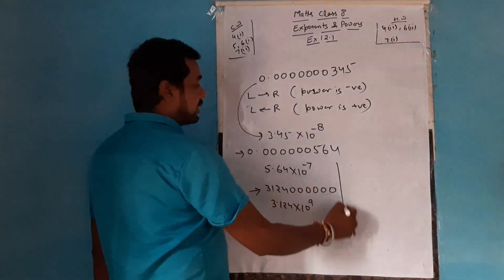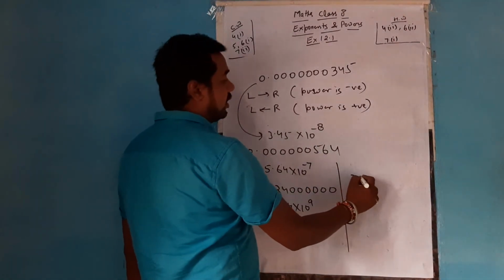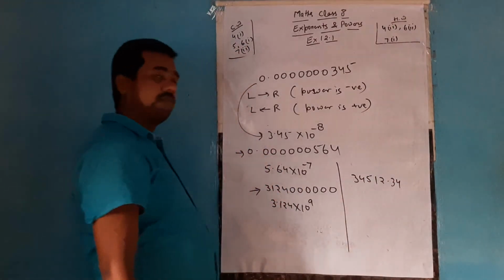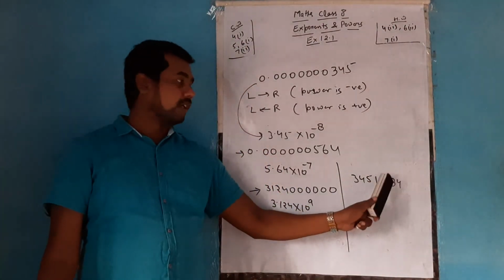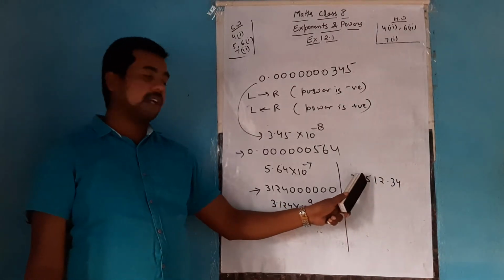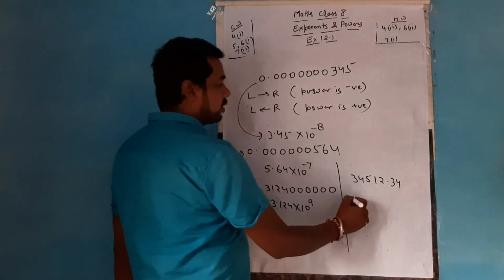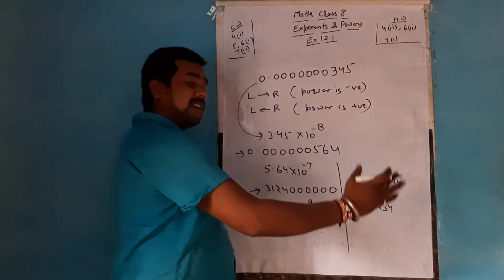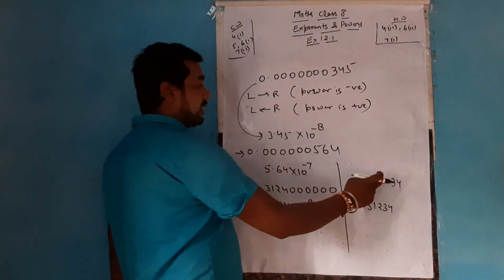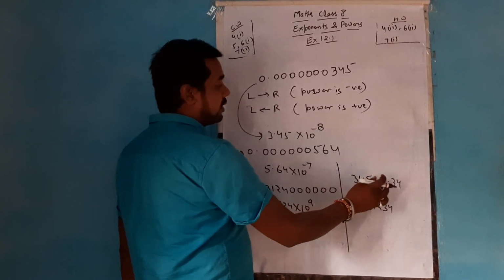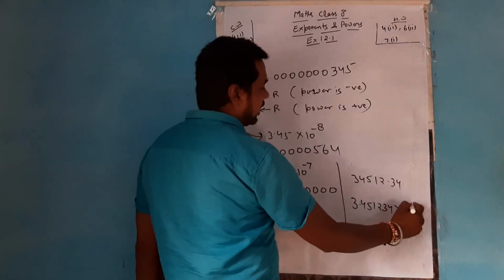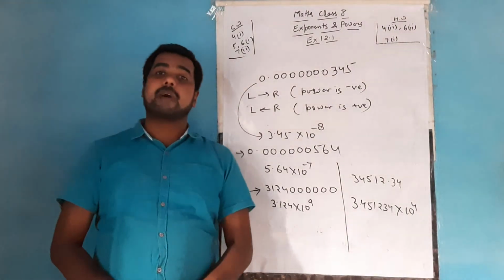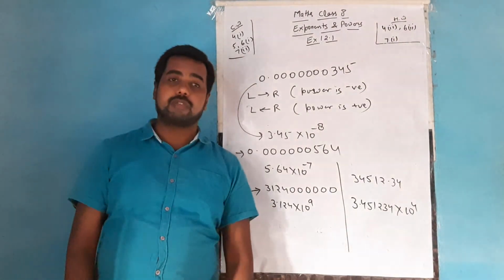Suppose I give an example where a decimal is there, suppose 3451 2.34. Now the decimal is already there, so from here the decimal needs to be shifted after the first digit. So this becomes 3.451234. Although you will write all the digits, only the decimal place is shifted, and it will shift for 4 places, that becomes 10 to the power 4. This only you need to keep in mind: how many places of decimal you are shifting.